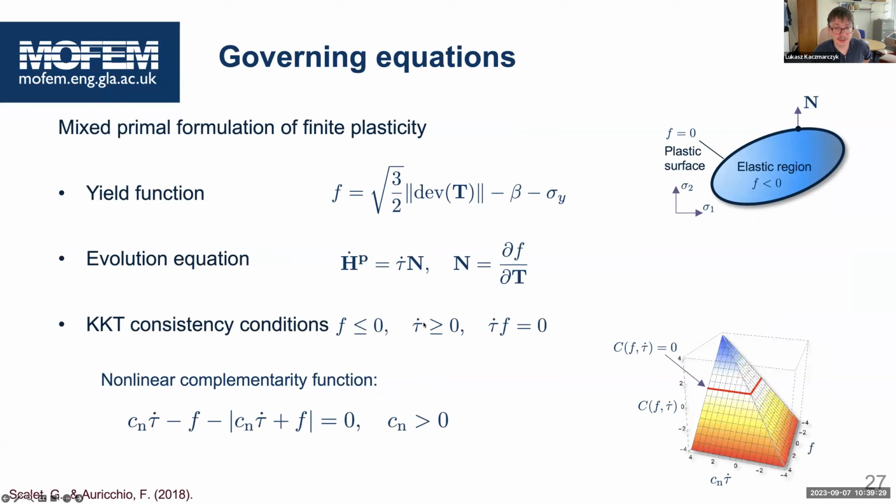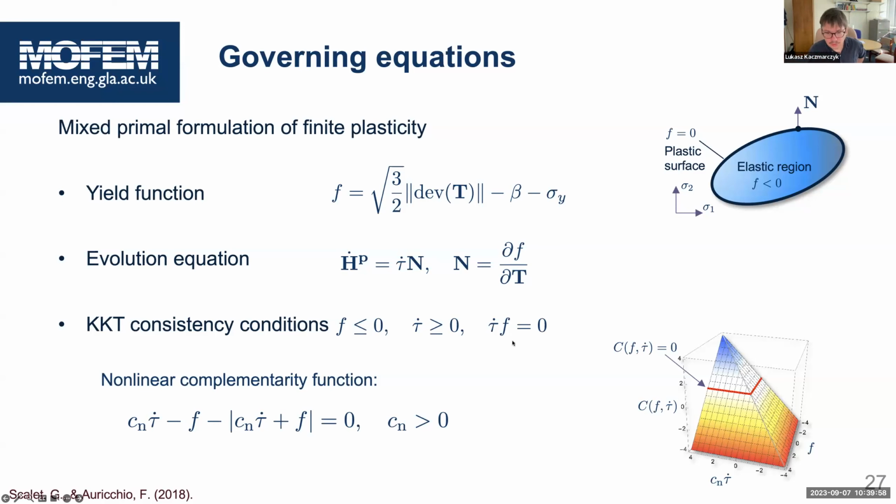And then we have the Kuhn-Tucker conditions, which distinguish between the domains in stress space, which are elastic, and the surface where you have a plastic flow. The state outside of the plastic surface is not admissible. Tau dot is the Lagrangian plastic multiplier, nothing special.